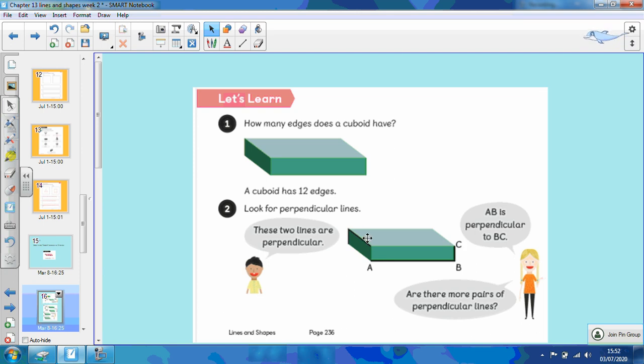There's also another one here. A, B, C, D, that would probably be E, F, G, let's call them. So EF and ED would be perpendicular as well because they meet at a 90-degree angle, at a right angle.